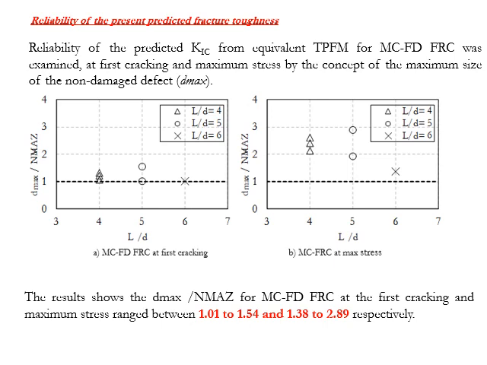at first cracking and maximum stress by the concept of maximum size of the non-damage defect. As shown in the figures, the results show that the Dmax over the nominal maximum aggregate size for the matrix cracked full depth fiber reinforced concrete at the first cracking and the maximum stress ranged between 1.01 to 1.54 and 1.38 to 2.89 respectively.